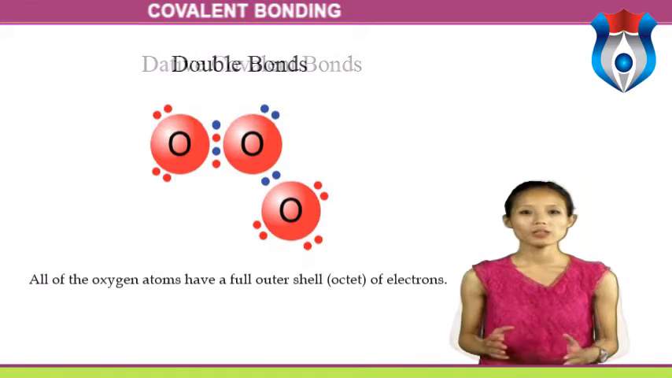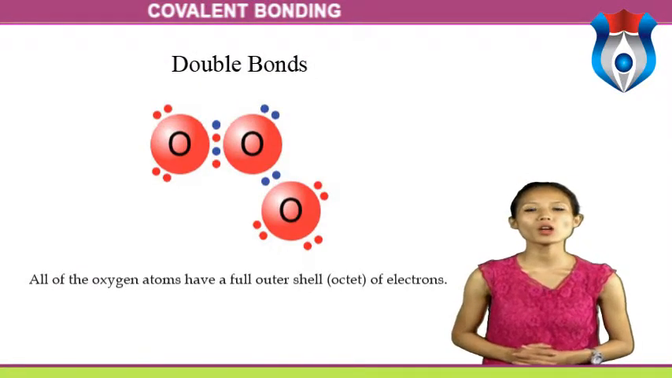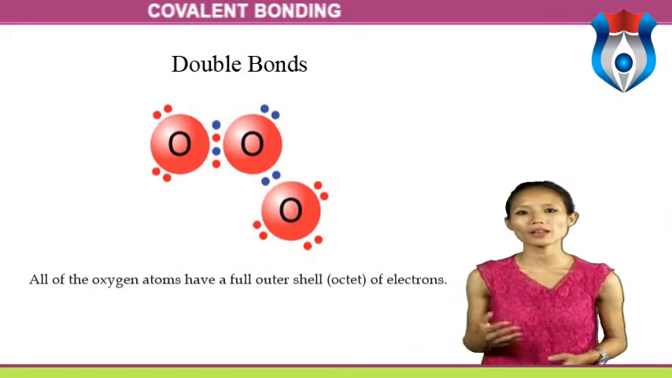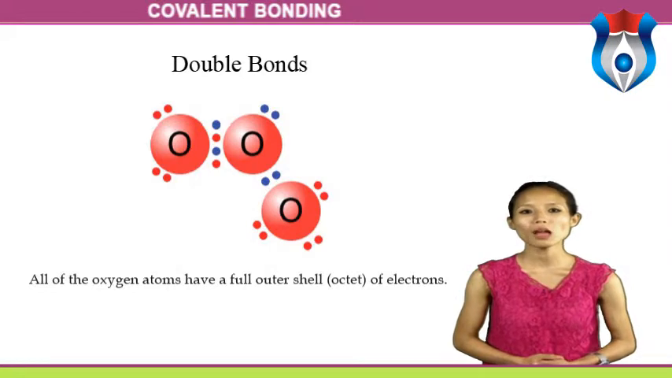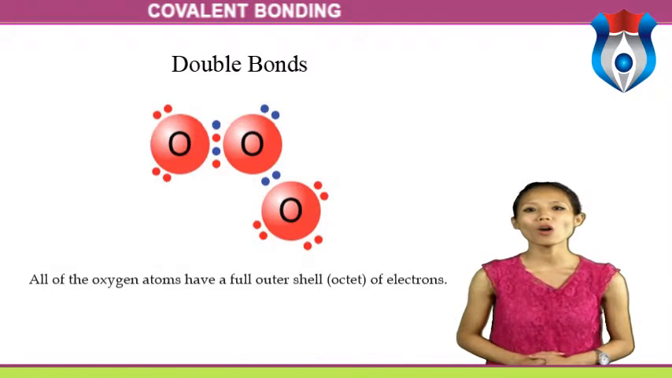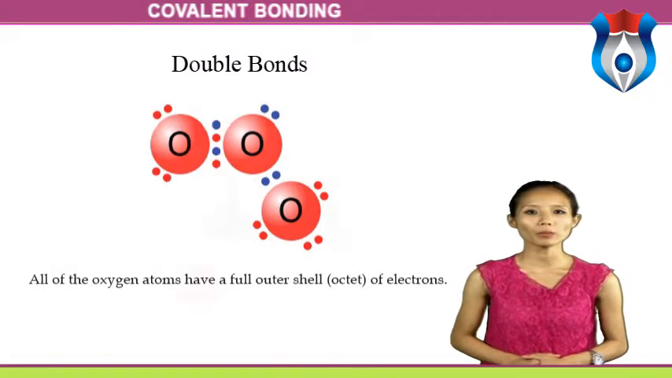blue pair. Double bonds. Double bonds consist of 2 shared pairs of electrons between the bonded atoms. The 2 bonds are actually different in character and are given names to differentiate them. Sigma and pi bonds. A double bond always consists of 1 sigma and 1 pi bond.